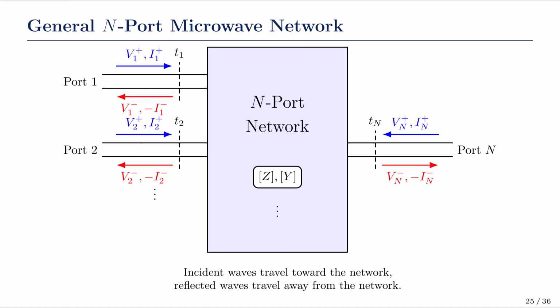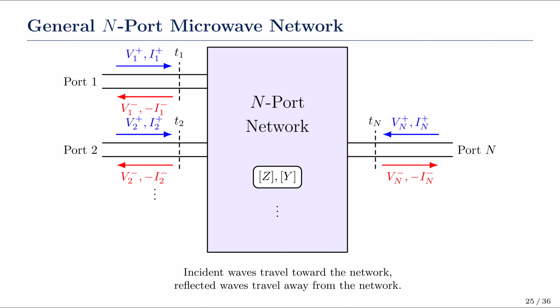Having completed the study of two-port networks, we now extend these concepts to the more general case of an arbitrary n-port microwave network. Many practical microwave systems, such as antenna arrays, filters, power dividers, multiplexers, and microwave integrated circuits, contain more than two ports. Rather than developing a different theory for each configuration, we introduce a unified mathematical description that applies regardless of the number of ports.